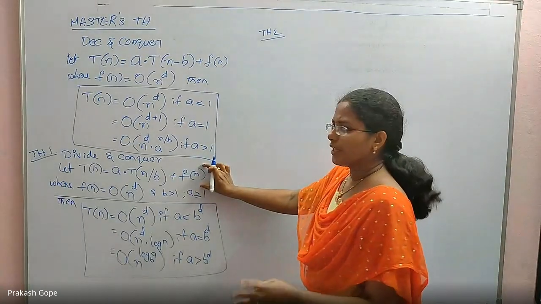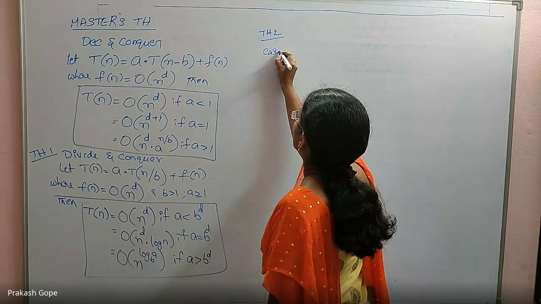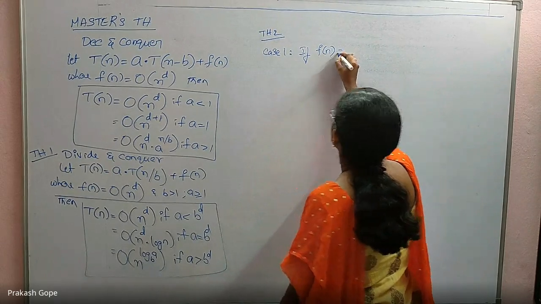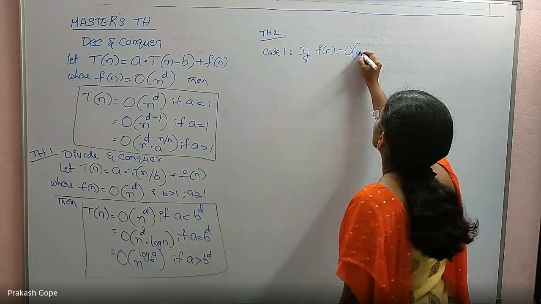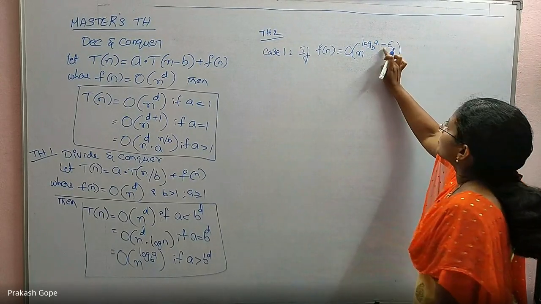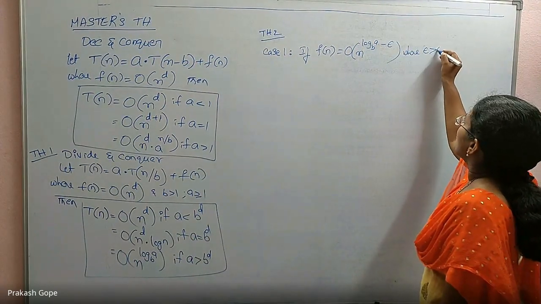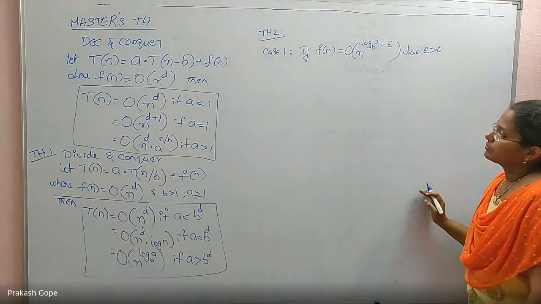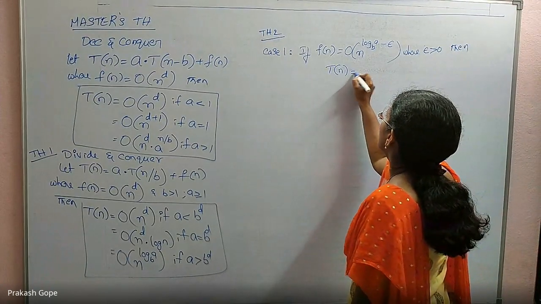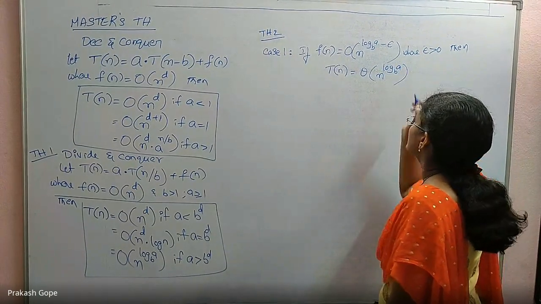When f of n is not in n power d format, that's when you go for theorem 2. And in that, I am talking about case 1. If f of n is equal to big O of n power log a to the base b minus epsilon, that minus epsilon is from the power, where epsilon is some small positive value, then T of n is equal to theta of n power log a to the base b. That is the answer of T of n.